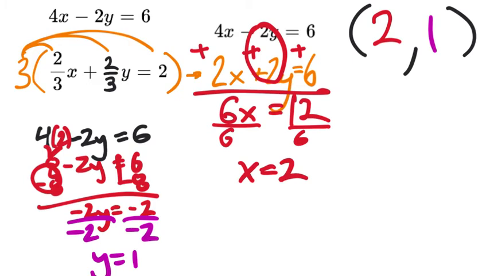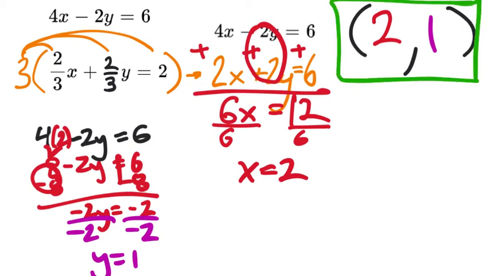Last thing I'm going to do is a quick check. 4 times 2 is 8, minus 2 times 1 is 2. 8 minus 2 is 6. That checks off. 2/3 times 2 is 4/3. 2/3 times 1 is 2/3. 4/3 plus 2/3 is 6/3, which is 2. So that second equation checks off as well. Now I know for sure that the ordered pair we found is, in fact, the solution to the system.